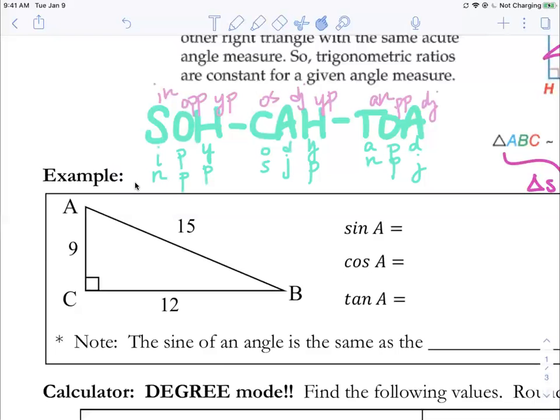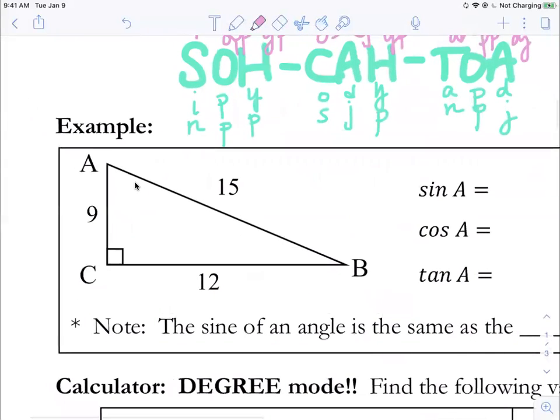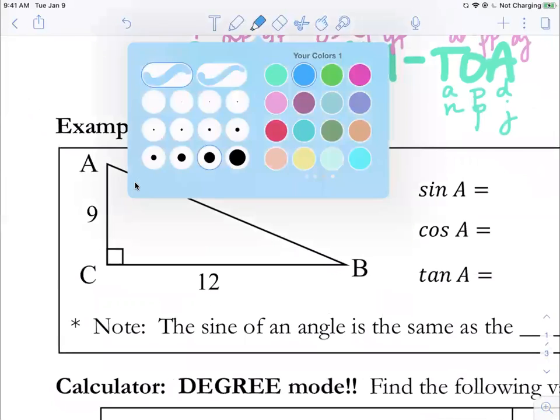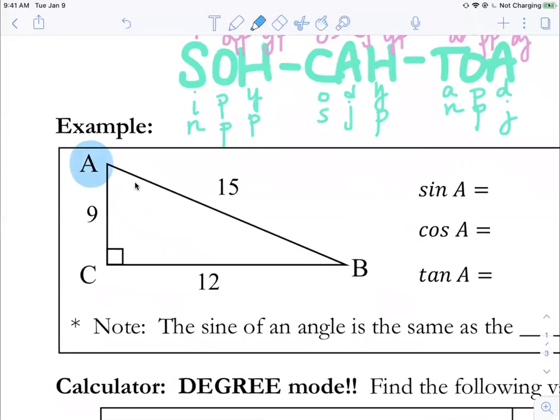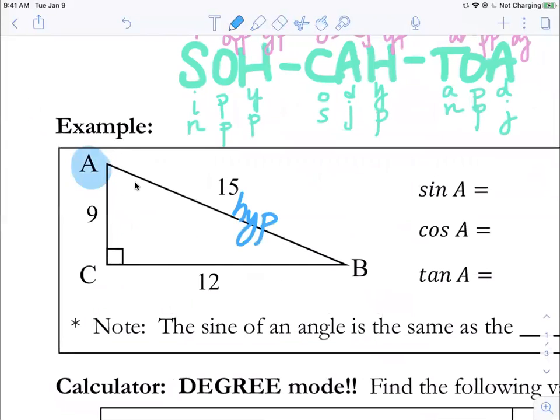Okay, so we're asked to find the sine of A, the cosine of A, and the tangent of A. Angle A is up here. In relation to angle A, I'm going to list what the sides are. Of course, across from the right angle is going to be our hypotenuse. In relation to angle A, the opposite side is our 12, and the adjacent is our 9. So again, there's two legs, the opposite and the adjacent.